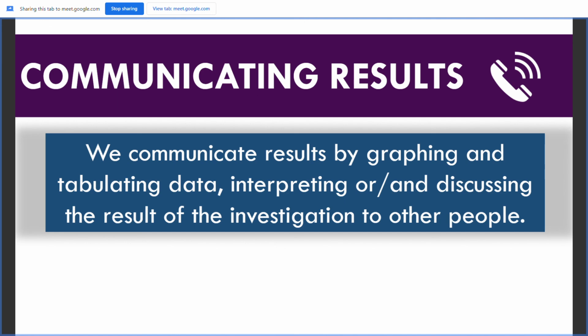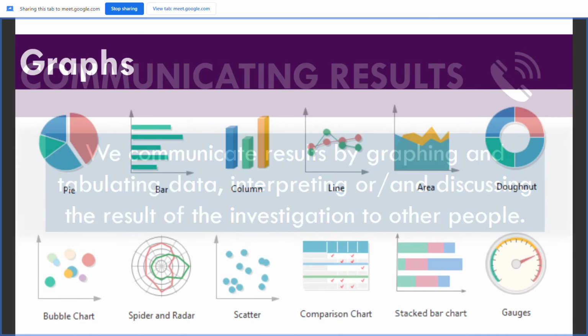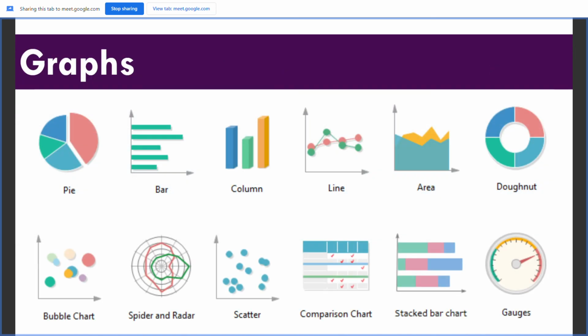The last step is communicating results. Ibig sabihin, we need to communicate the results using graphs and tabulating data. Interpret din natin para just in case, ma-relate natin yan sa other studies. Here are some examples of graphs. Okay? Siguro, some other time I will teach you how to do the graphs. Okay? But, focus muna tayo sa ating scientific investigation. So, that's all for this lesson class.